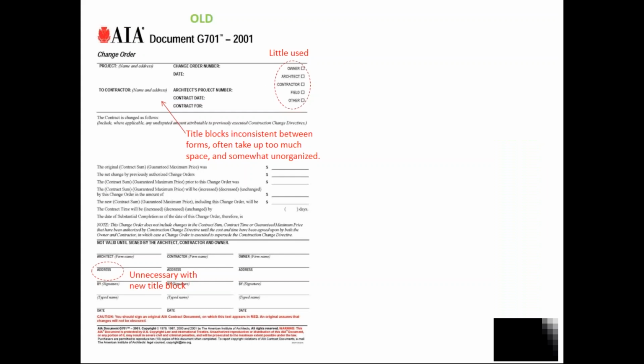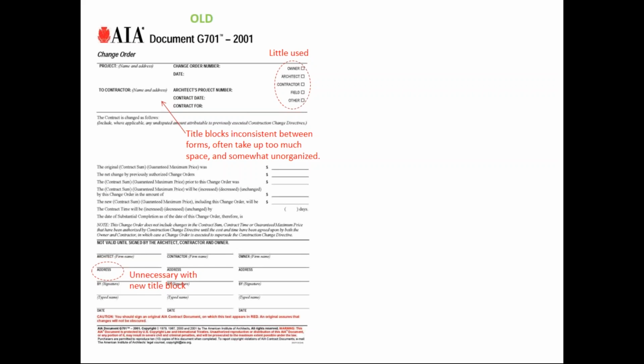So here's what our old G701 used to look like. Now we haven't made a tremendous amount of changes substantively to this document, but I'm going to use this document to show you some of the changes that we have made to all of our G-Series forms. First, the title block itself was very inconsistent amongst all of our G-Series forms. It takes up a lot of space, and it also is somewhat unorganized.